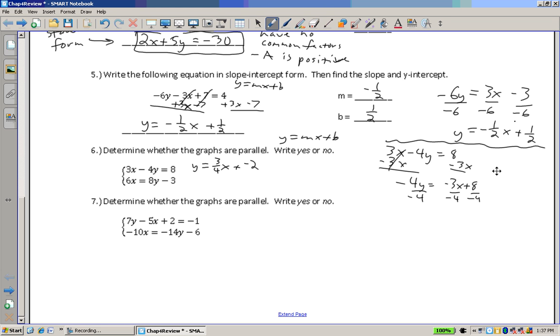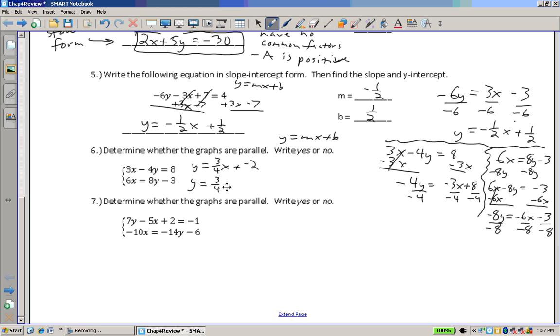And down here, we'll also need to get that into slope-intercept form. Okay, so I'm going to subtract 8y from both sides. And then subtract 6x from both sides. Remember, I cannot combine these. And now divide by negative 8. I can put the reduced form over here. That's going to give me 1y, or just y, equals, okay, negative divided by negative is positive. 6/8 is 3/4 x plus 3/8. Now, here's the thing. When we're looking at parallel, you think about parallel lines.